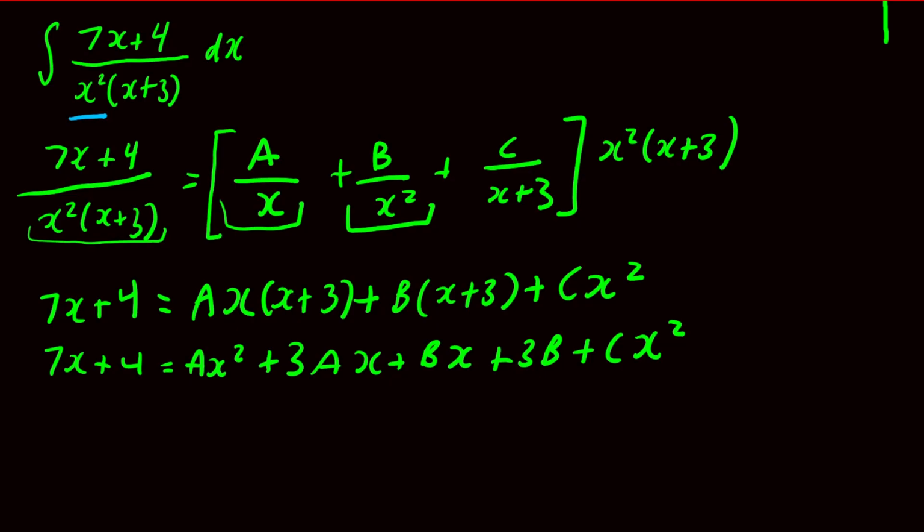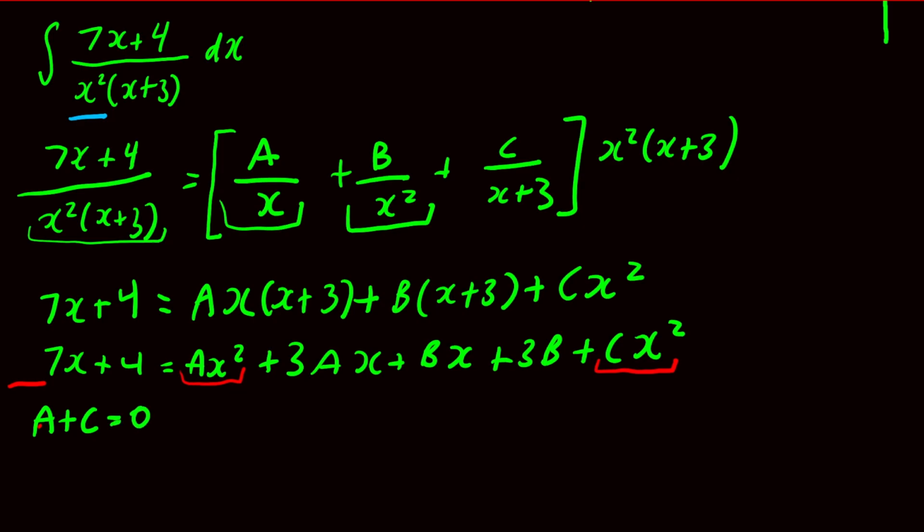Alright, so now, next up, we have to match our terms, okay? So we have 2x squared right here and right here. But do you notice on the left-hand side, we don't even have an x squared. So that just means that, let me use green, A plus C has to be 0, right? The x squareds must cancel out.